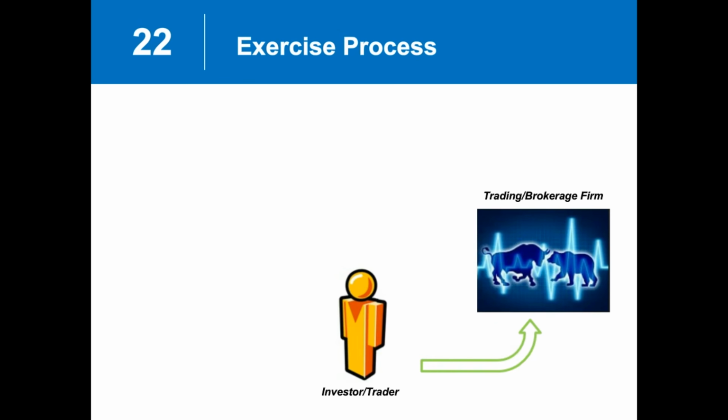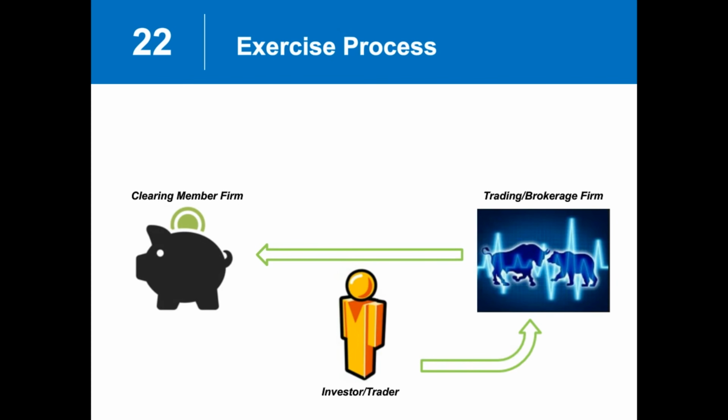My broker is automatically going to exercise that contract, and my broker will then send those instructions to their clearing firm, to my broker's broker, basically. My broker's broker will then send that information to the OCC, that they have a trading firm who has an investor with a long option position, and they wish to exercise that contract.